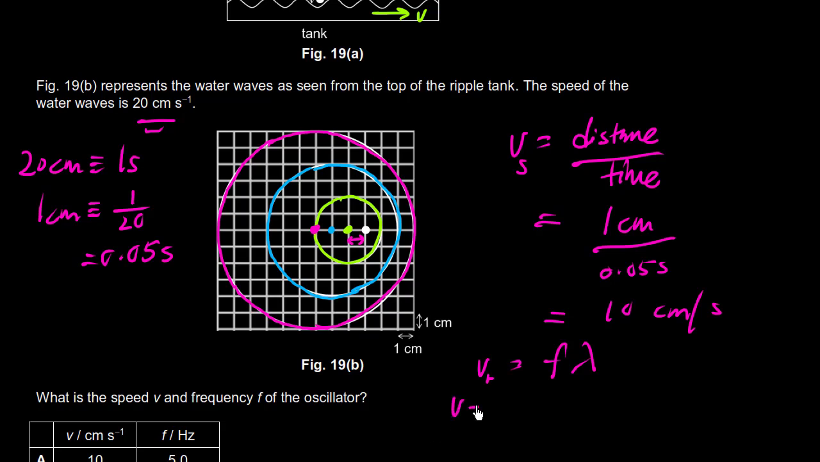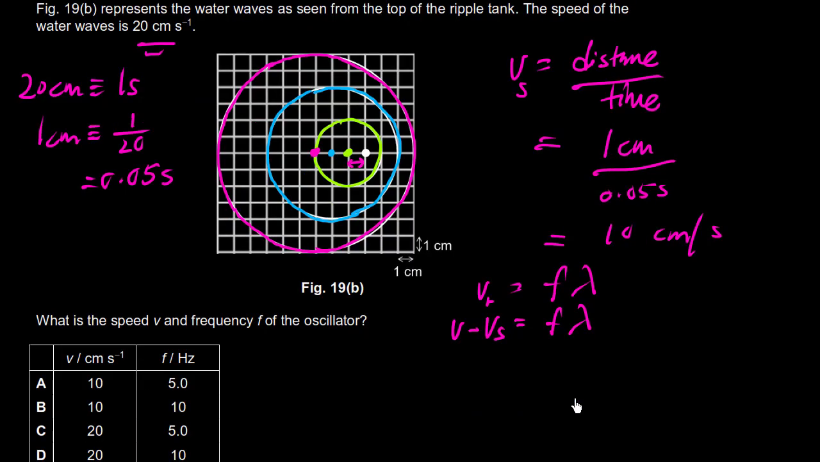Relative speed in this case must be v minus the v of the source, because they are traveling in the same direction for both of them. V of the wave is 20. V of the source we found is 10. Frequency you don't know, and the lambda. What is the lambda in this case? For this case, we need to use this part as the lambda.